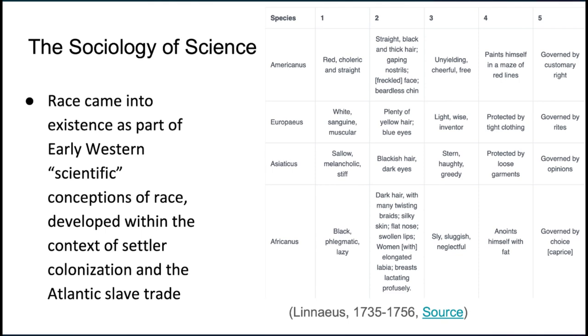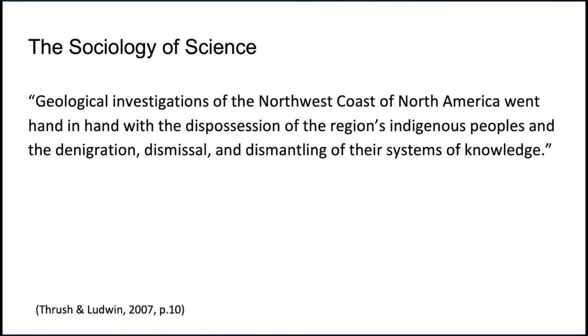And the way he organized these categories, for example, words like straight, white, muscular, stiff, lazy, framed non-white individuals as inherently and scientifically inferior to white people. And in doing so, science as an institution justified dispossession and slavery. Now, if we go back to our Thrush reading about the Cascadia subduction zone and Indigenous seismic knowledges, we can see that colonizers of Turtle Island often used so-called scientific ideas to argue that Indigenous peoples were inferior or less advanced. And this framing justified taking Indigenous land and resources.